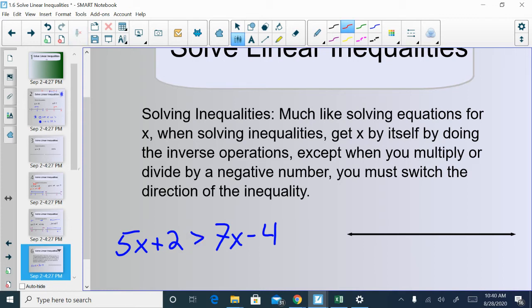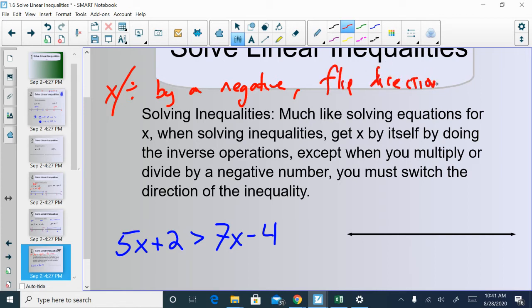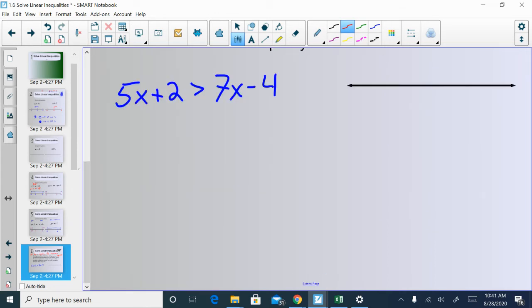However, there is one change to this, and that one change is if you ever multiply or divide by a negative, and this is going to happen from time to time, certainly. Anytime you multiply or divide by a negative, flip the direction of the inequality. And I state this right here in longer words, but anytime you multiply or divide by a negative, flip the direction of the inequality. So let's go ahead and take a look at this example.